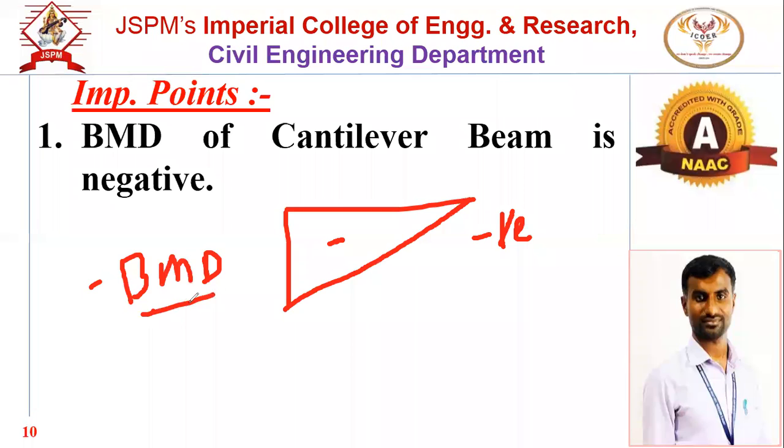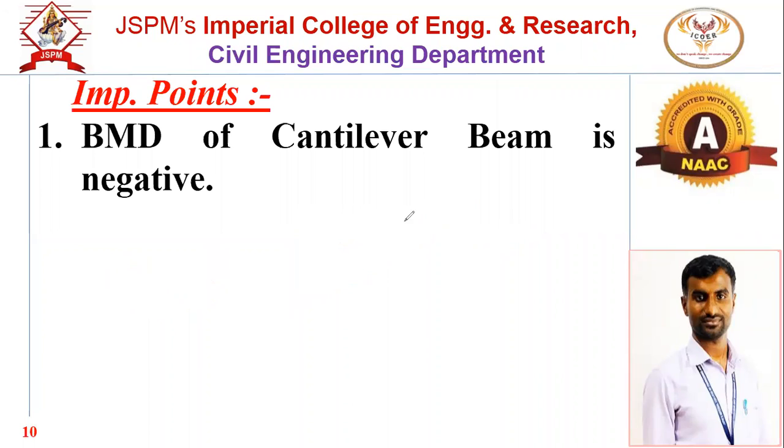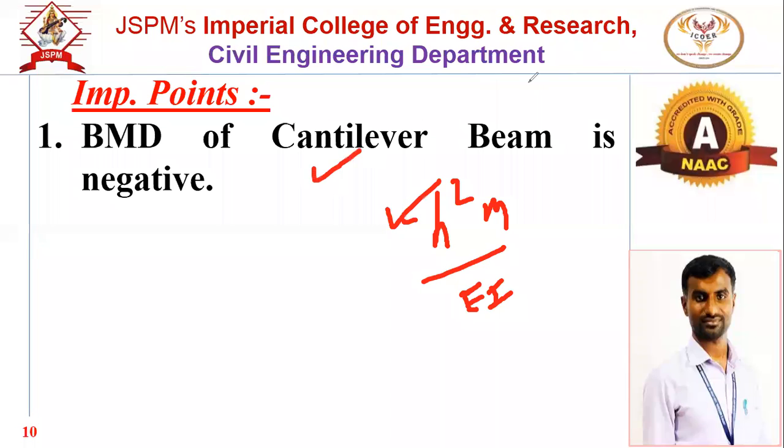That's why, in applying the central difference equation, the right side term we have considered as minus h square M divided by EI. That minus sign indicates the BMD of a cantilever beam is negative. So the first point that we have to remember: BMD is negative in case of a cantilever beam.